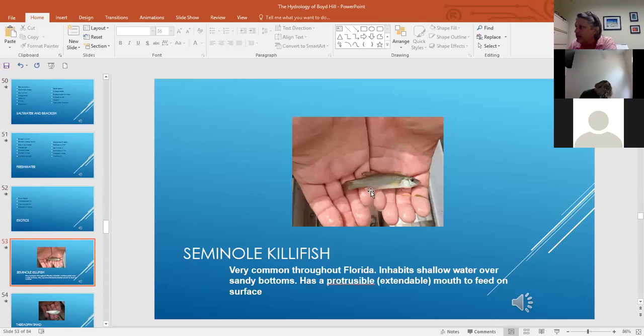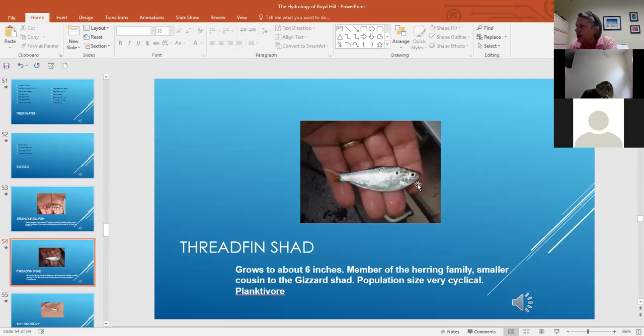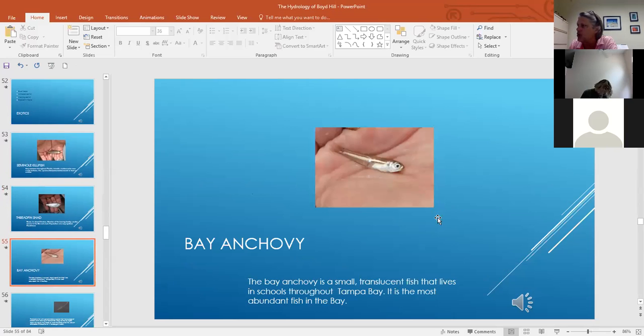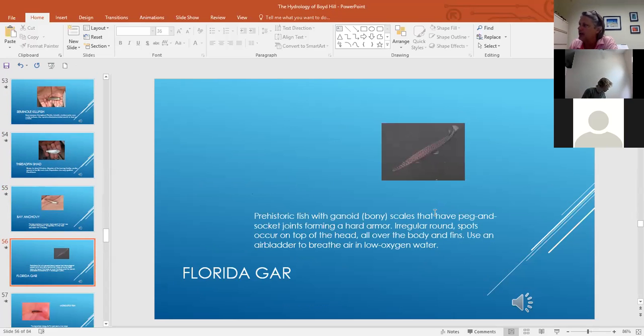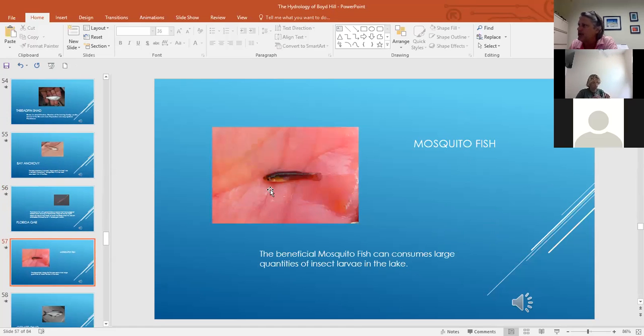So here's the Seminole killifish. It's got this mouth that whoop goes out. Here's a threadfin shad, threadfin herring, which is very similar to our great ocean bait. Saltwater fish, the bay anchovy, that is the most abundant fish in Tampa Bay. This relic is the Florida gar. The mosquitofish have this mouth pointing up, and they eat larvae off the surface.